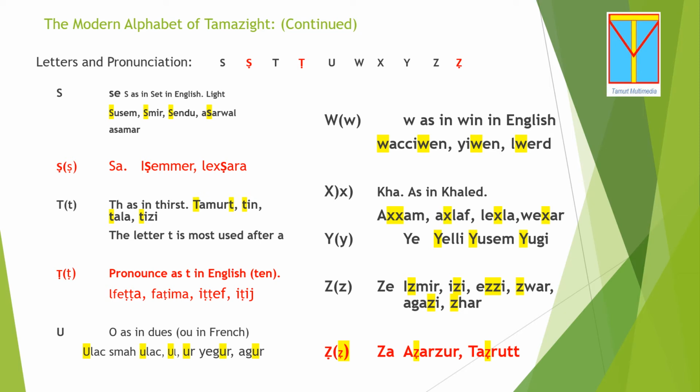The S letter with a dot underneath is sa. Issa, ismar, l'khsara.